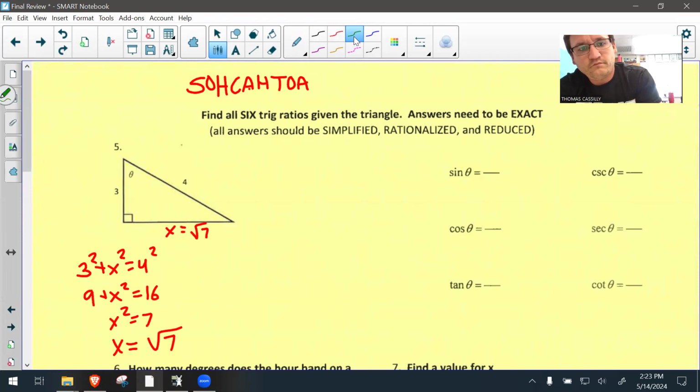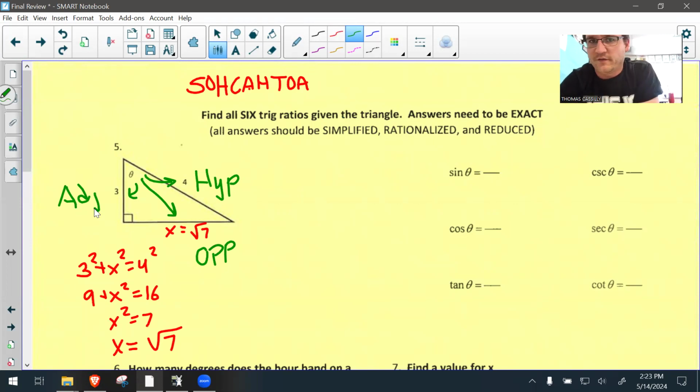Now, here is our theta, right? This kind of dictates everything. So this is our hypotenuse. The 4 is the hypotenuse. The square root of 7 is your opposite because it's across from that theta. So that means the 3 is the adjacent. I always save the adjacent for last. I don't know why, I just do. All right. So to write out all of these fractions.